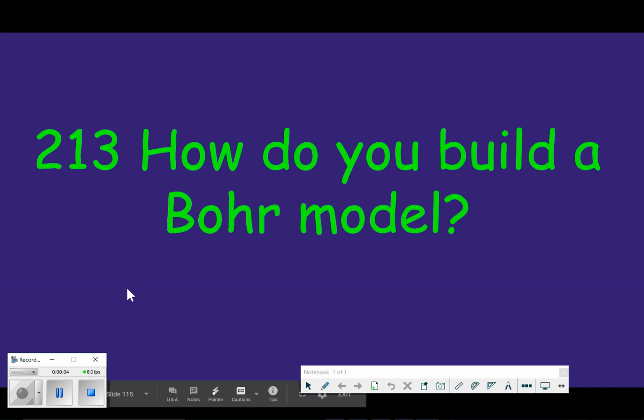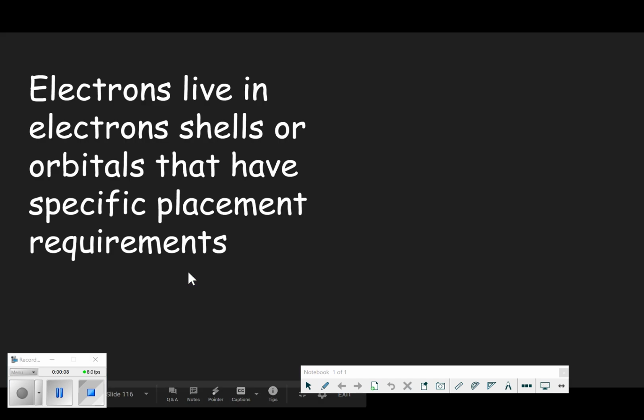I'm going to go over 213, how do you build a Bohr model? Okay, so we've talked about protons and neutrons living in the nucleus. We've talked about how to count protons and how to count neutrons. Now today we're going to talk about electrons.